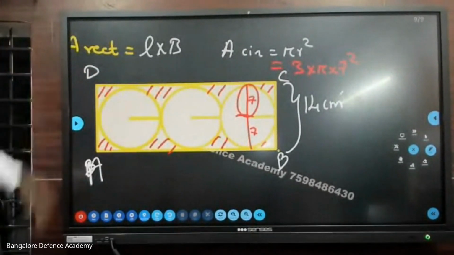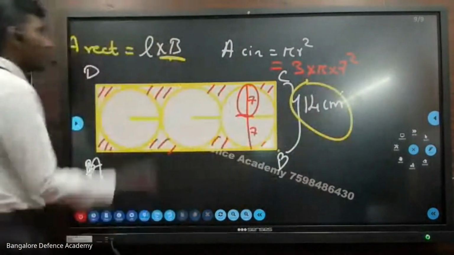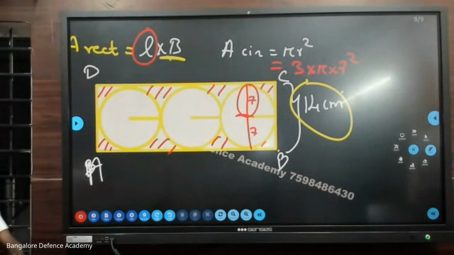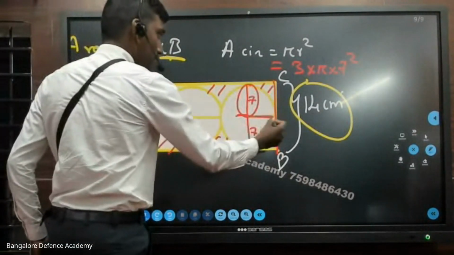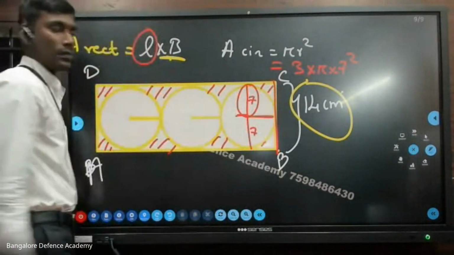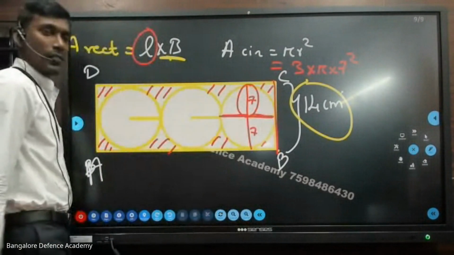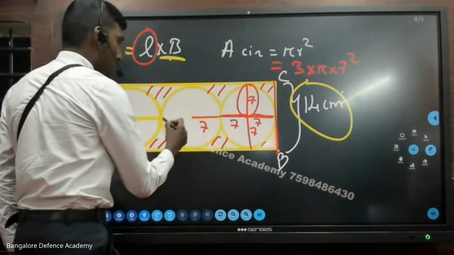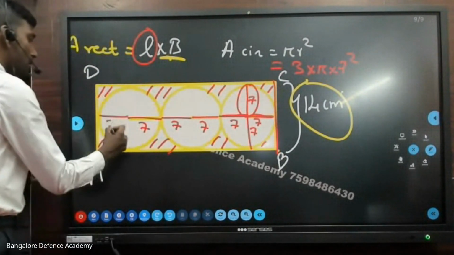Now what do I have to find? Area of rectangle. Okay, breadth. They have given this breadth. How much is it? 14. Have they given the length? They haven't given the length. So how to find it? Look at this. If this is 14, what is this? Tell loudly. 7. If this is 7, how much is this? 7. See, this is 7, this is 7, this will be 7, again this will be 7, and this will be 7.